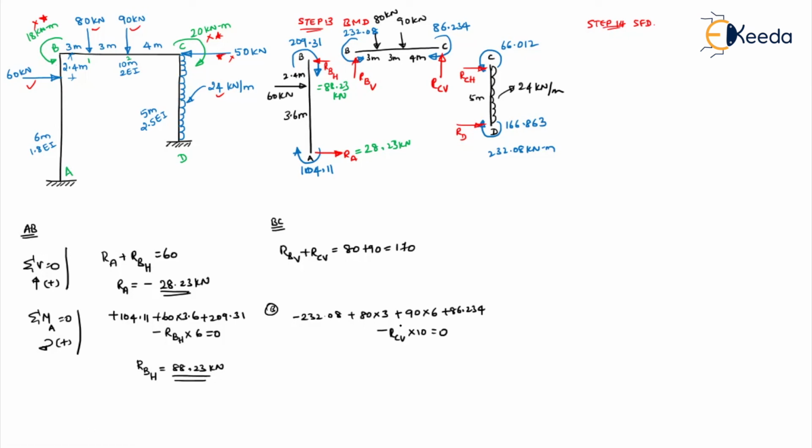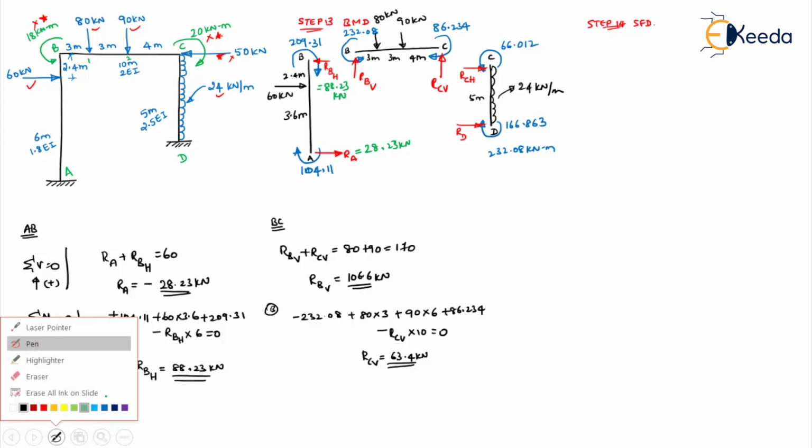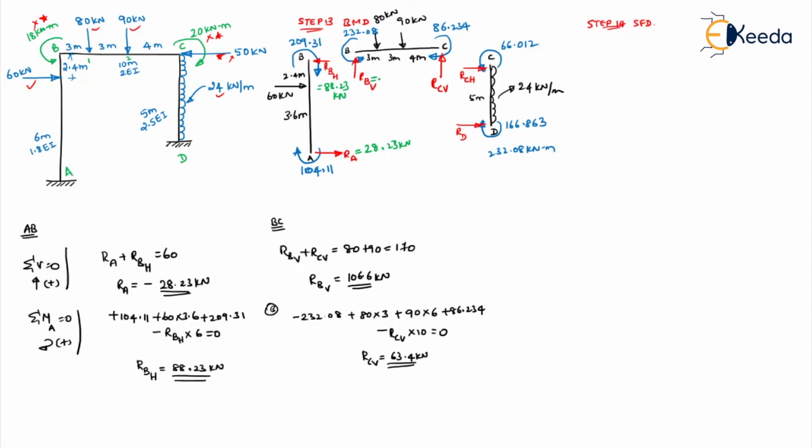So on calculation, what will be the answer of RCV? That will be 63.4 kilonewton. Substitute it here, you will get your RBV. That's 106.6 kilonewton. So let me write it in the diagram. So this is how much? 106.6 kilonewton, and this is how much? 63.4 kilonewton.